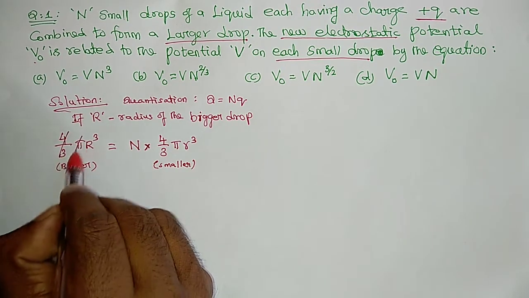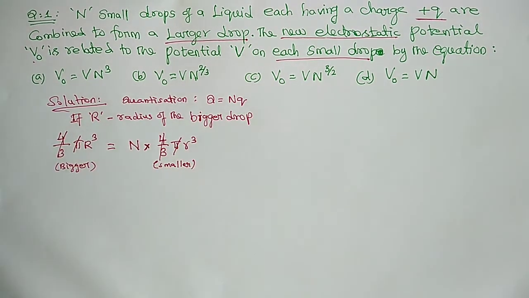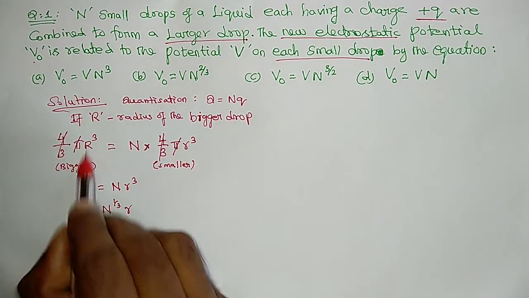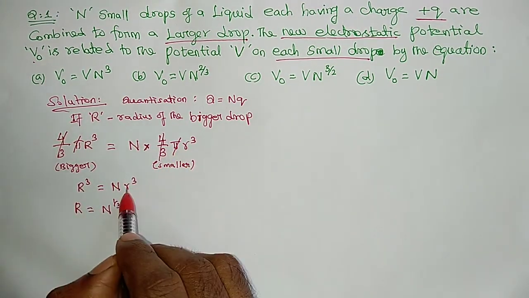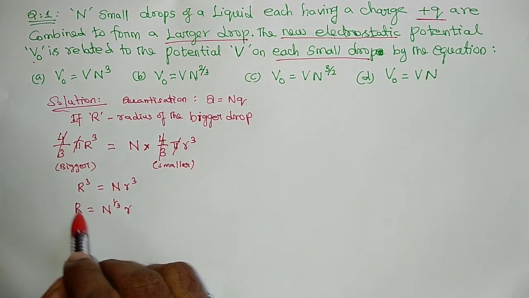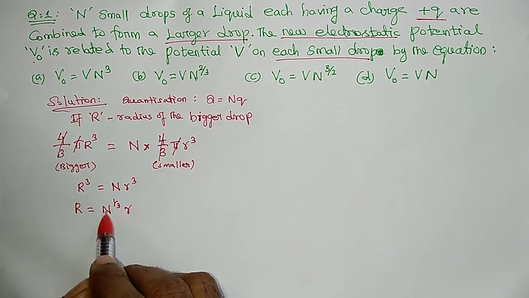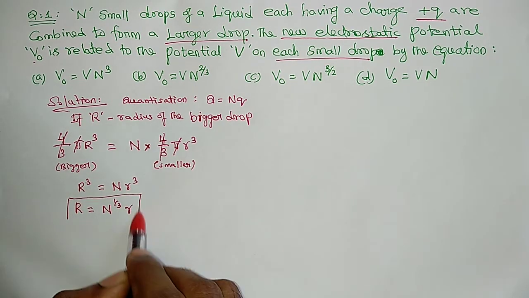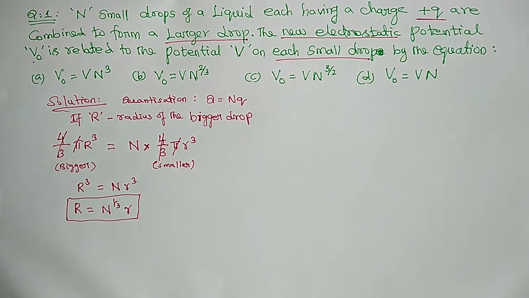So 4/3 pi and 4/3 pi cancel. After this term cancels, R cube is equal to n into small r cube. So R is equal to n power 1/3 into r. The cube goes over there and 3 by 3 cancels, so R is equal to n power 1/3 of r.